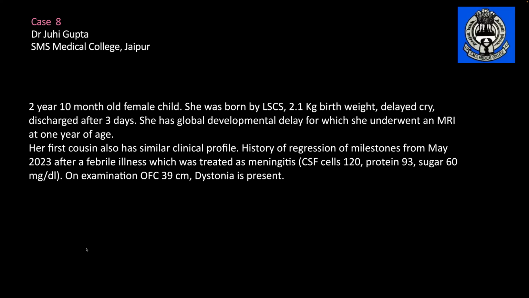On a detailed history, the parents also revealed that she used to have frequent febrile illnesses even during the first 2 years of life. And she used to regress milestone-wise during those episodes, only to gain them again. So we have two MRIs, two interval scans, one at 1 year of age and the other a recent one. On examination, she had dystonias. And her first cousin is also similarly affected.